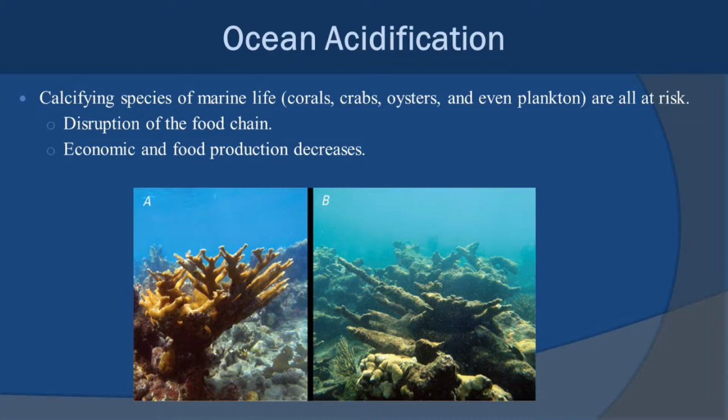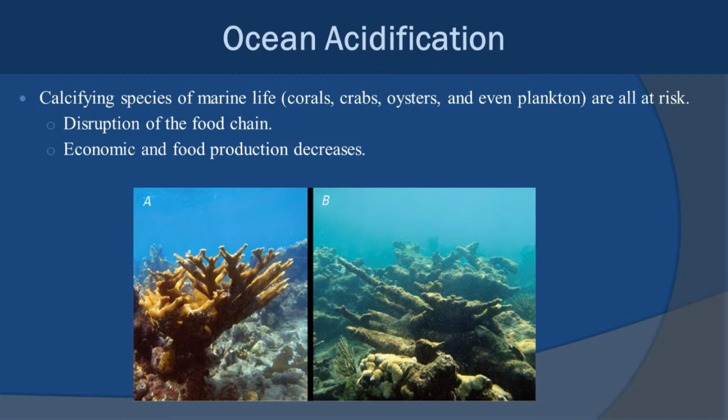Any organism, basically calcifying species of marine life, corals, crabs, oysters, even plankton, which are the base of the food chain, are at risk from ocean acidification. And it is directly tied to the amount of carbon dioxide we put in the atmosphere globally. This can cause a disruption in food chains. It can also cause economic and food production issues for people, and not to mention just a mass die-off of marine life.